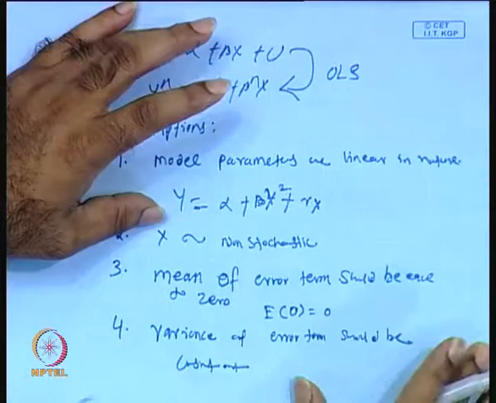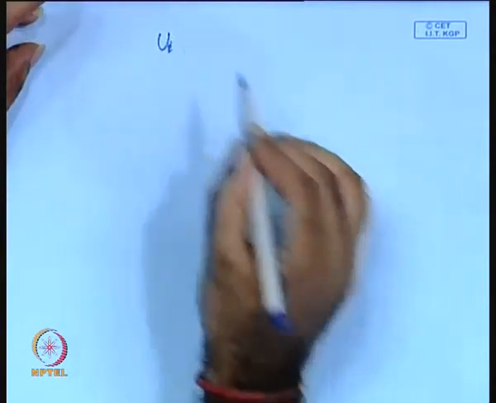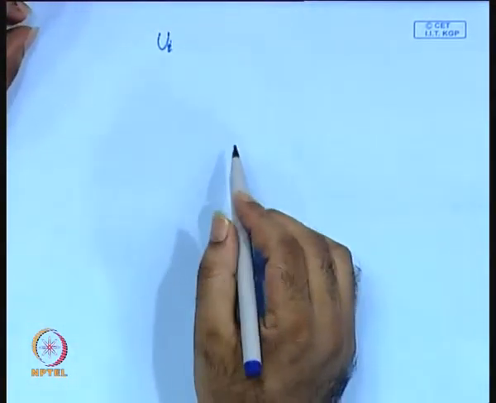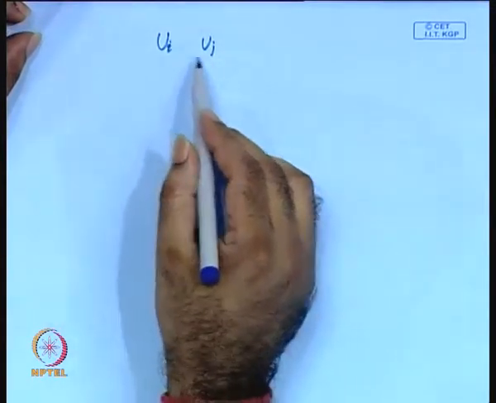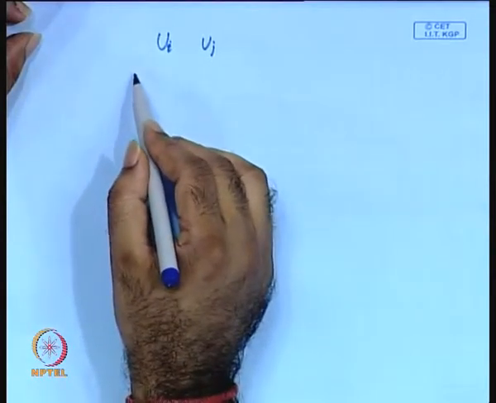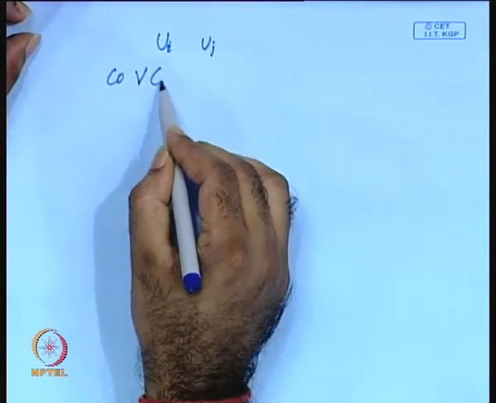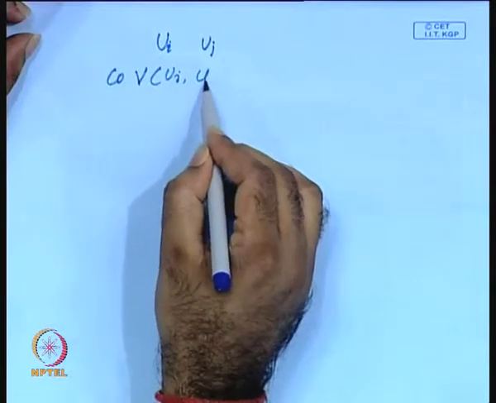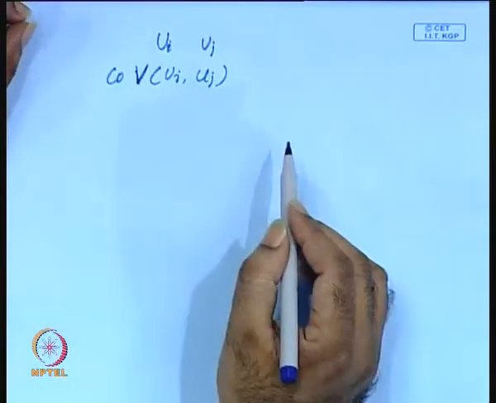Now, we are discussing u, which is the error term. We are calling it ui. Now we will take another error term, uj. So, there are two variables in fact. Now, what is variance? We start with the covariance: covariance equals E of ui upon uj. This is called the covariance of ui, uj.